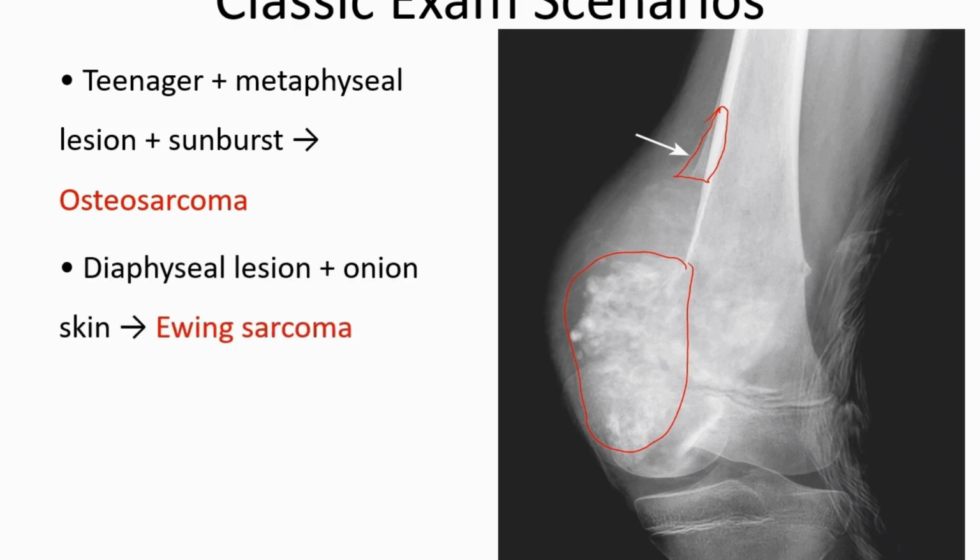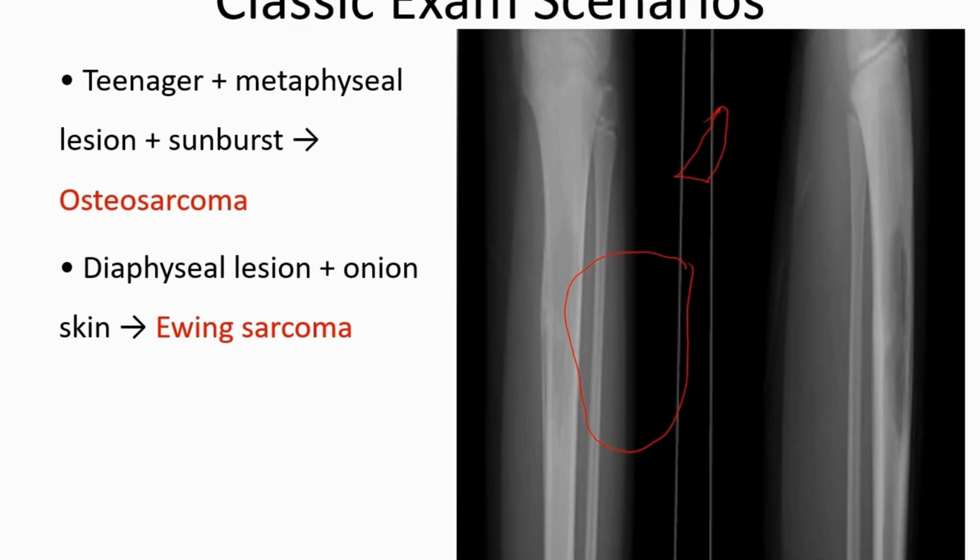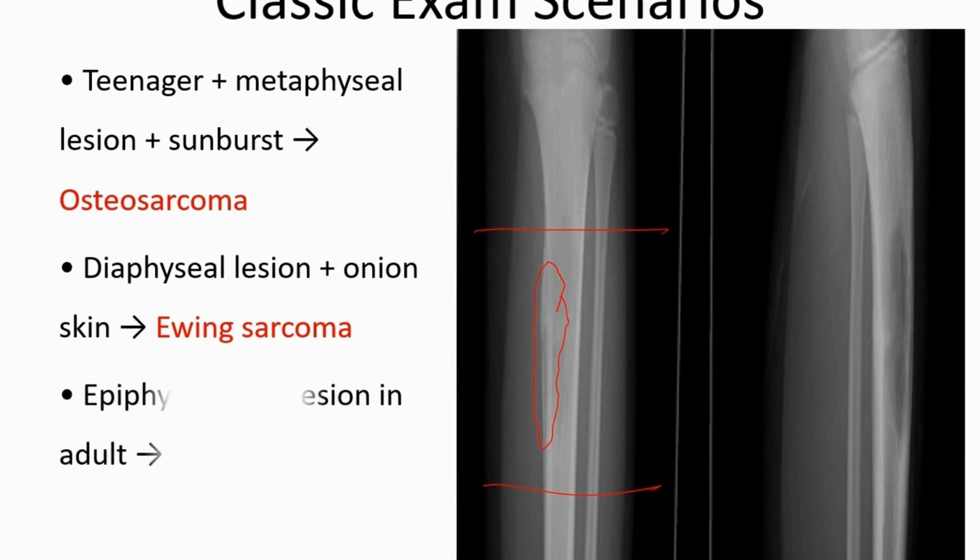Now a diaphyseal lesion with onion skin type of periosteal reaction. So this is Ewing sarcoma. As we can see here, this is the onion skin or lamellated type of periosteal reaction seen in the diaphysis. So the location and type of periosteal reaction suggest that this is Ewing sarcoma.